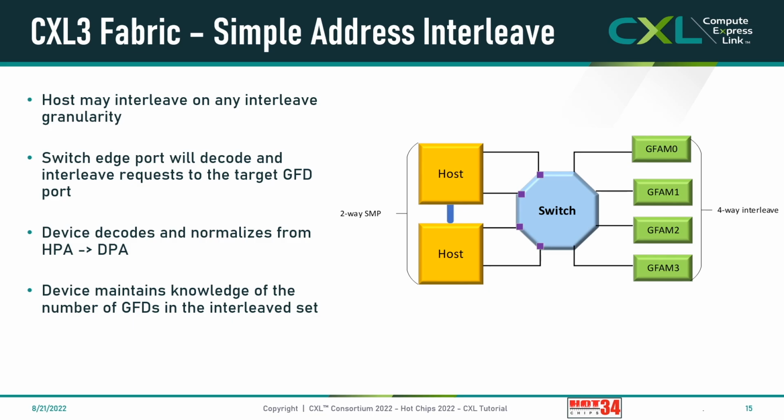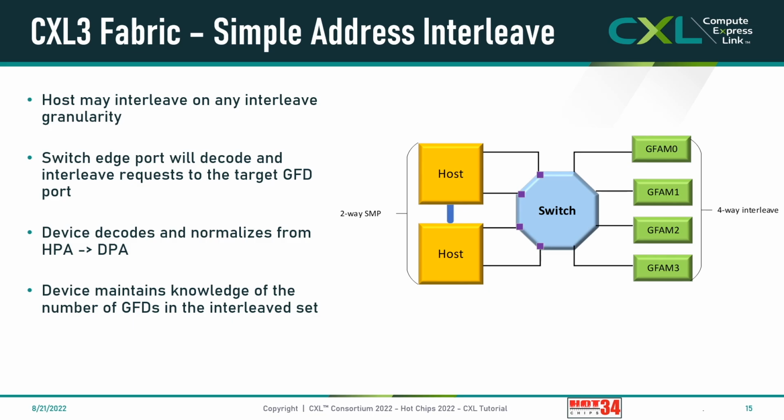This slide shows a simple memory interleave example. The figure shows 2 hosts, a single switch, and 4 GFAM devices. Memory is interleaved across the 4 GFAM devices as an interleaved set. A host may interleave across its root ports on any interleave granularity. The only restriction is that each specific memory line must be handled by the same root port for each request.